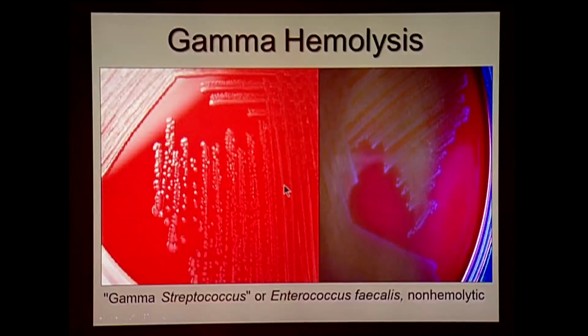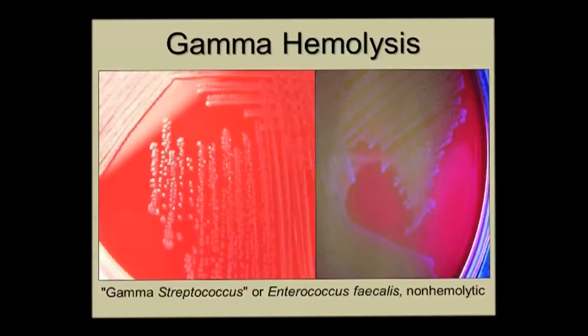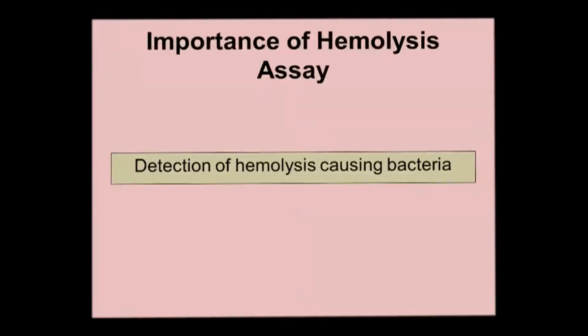And the third group is called gamma-hemolytic streptococci or gamma-hemolysis, where no hemolysis actually takes place. The main example of gamma streptococcus is Enterococcus faecalis, previously called group D streptococcus. They cause no hemolysis at all, and they don't cause any RBC destruction, and thus no change in color is observed in case of gamma hemolysis. Now, the hemolysis assay is very important since it is used to detect the presence of hemolysis-causing microorganisms.